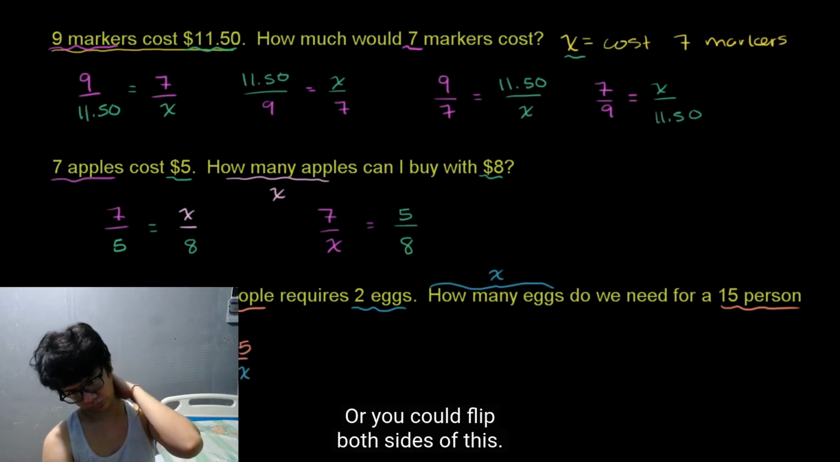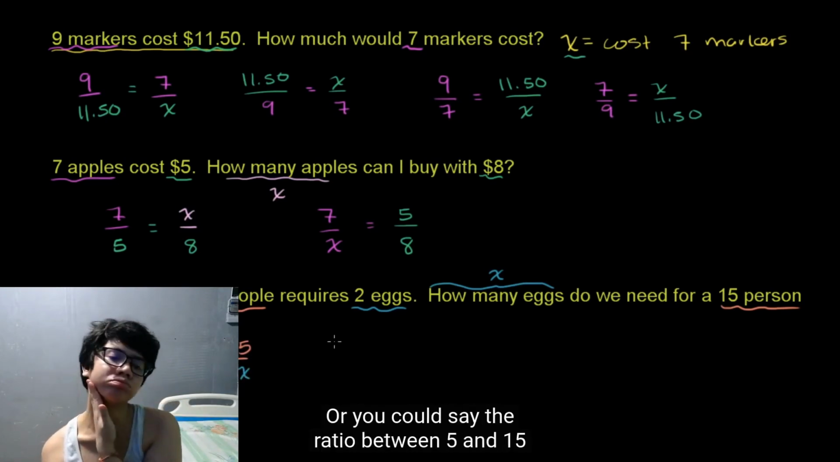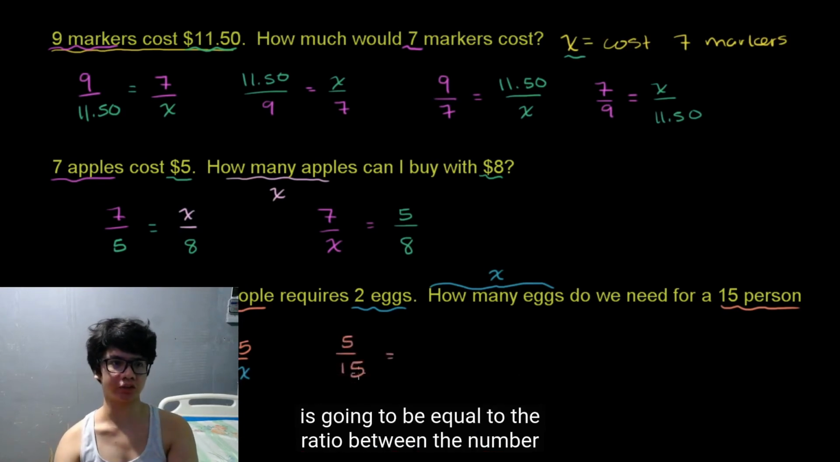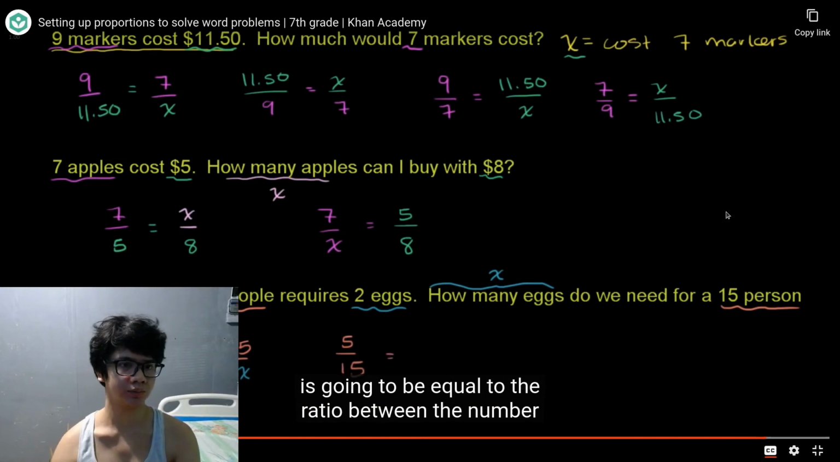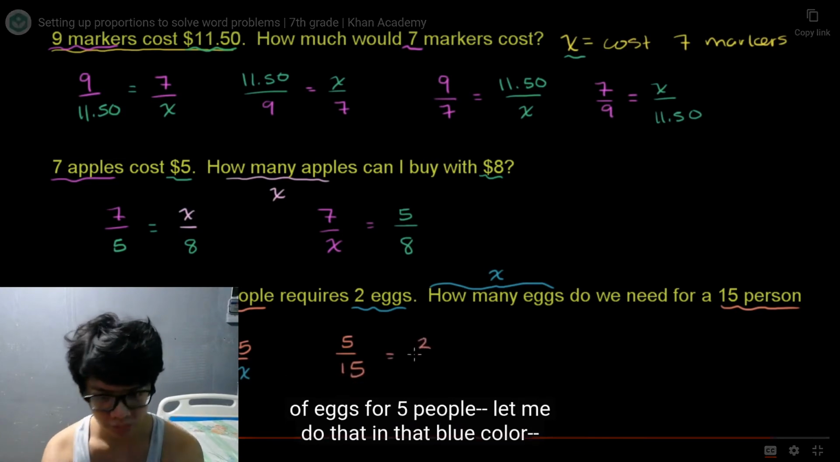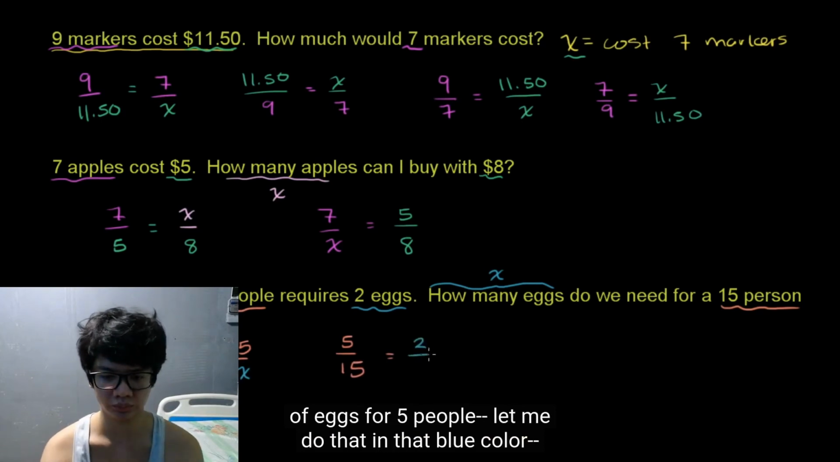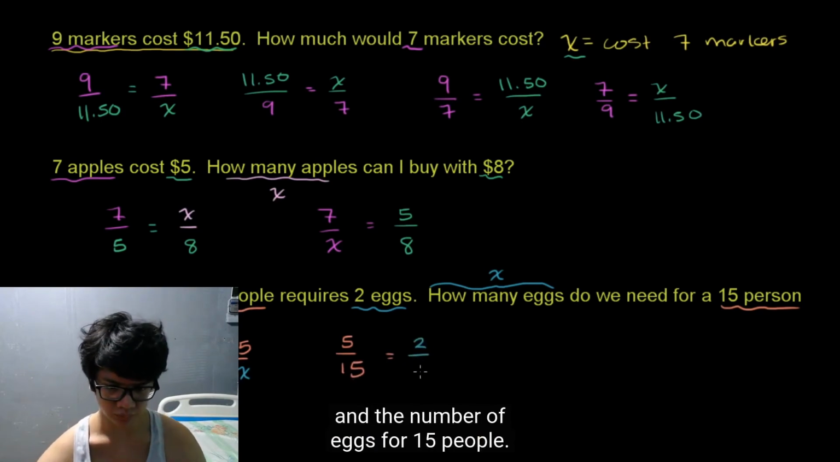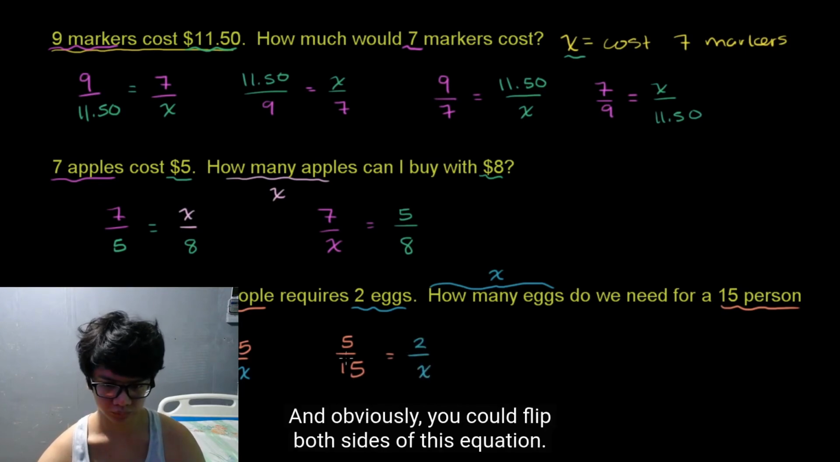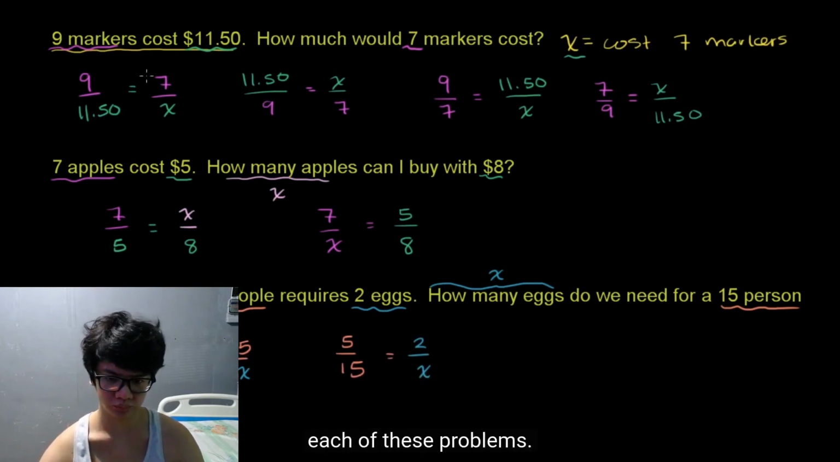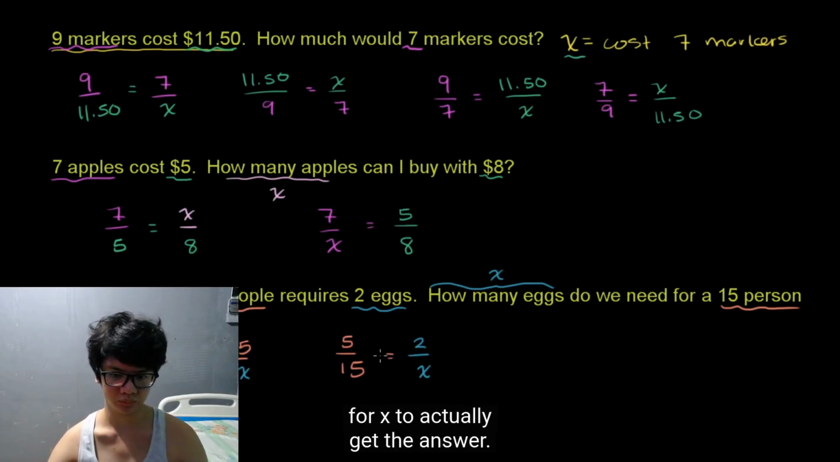Or you could flip both sides of this. Or you could say the ratio between 5 and 15 is going to be equal to the ratio between the number of eggs for 5 people and the number of eggs for 15 people. And obviously you could flip both sides of this equation. So all of these, we've essentially set up the proportions that describe each of these problems. And you can go later and solve for X to get the answer.